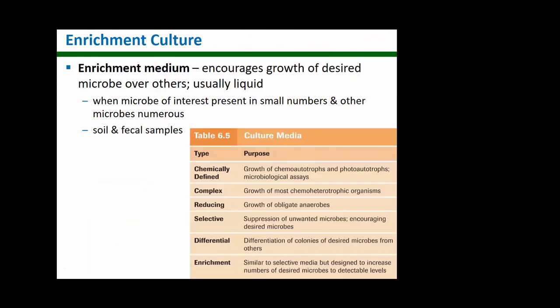Some media is called enrichment media, where it encourages the growth of a desired microbe that's very specific that you want to get. This is usually used if you are using a fecal sample or an environmental sample where you know that that bacteria is probably there, but it's in very low numbers. So you're going to try to really encourage the growth of that one specific bacteria.